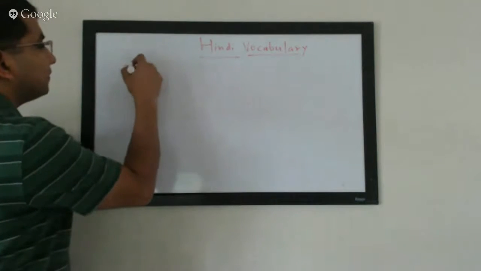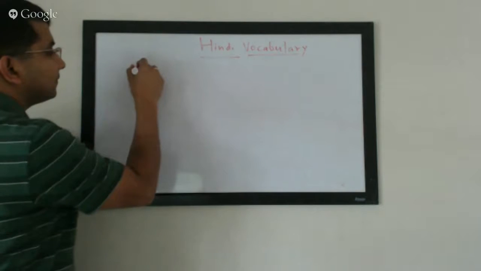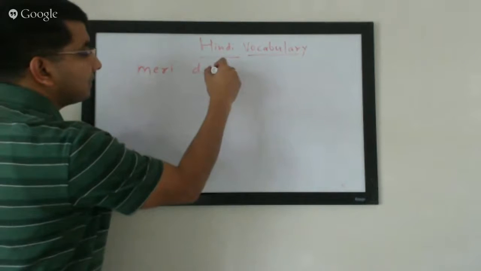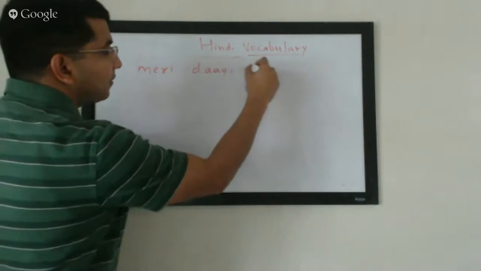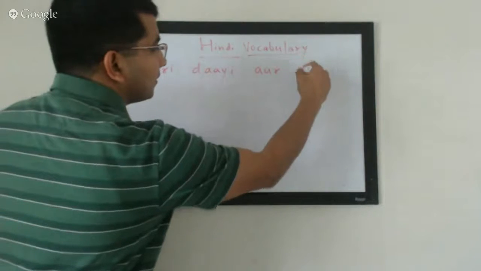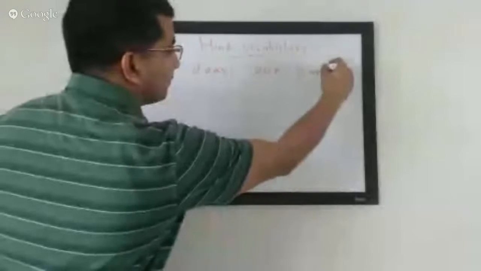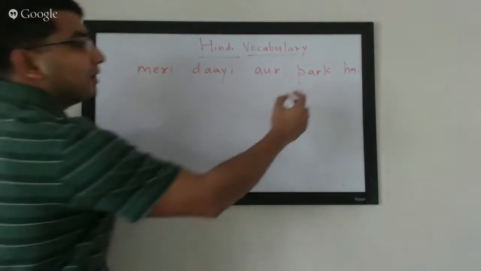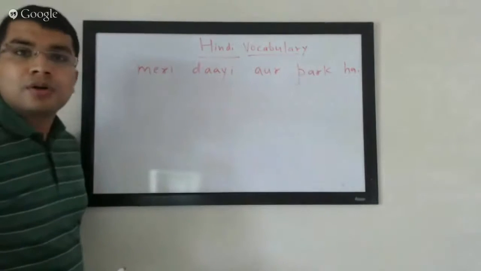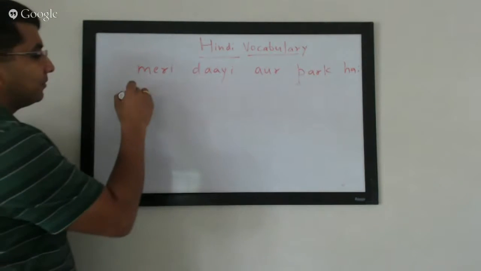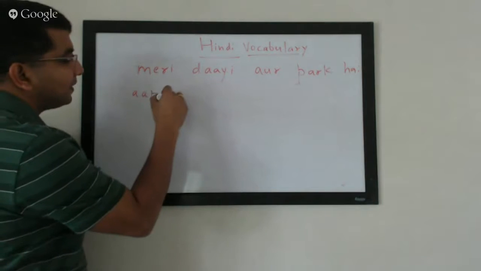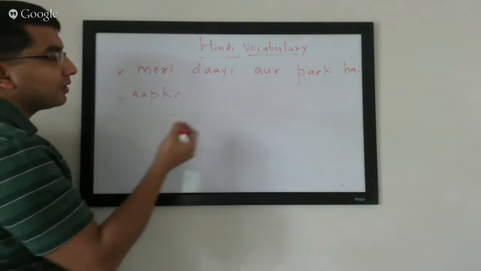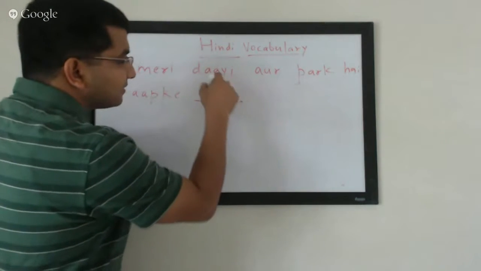So I can say मेरी दाईं ओर पार्क है. Okay, मेरी दाईं ओर पार्क है. You can replace park with anything you want. Okay. आपके can replace मेरी, like basically you can replace this with any pronoun you want. And you can replace the direction also.